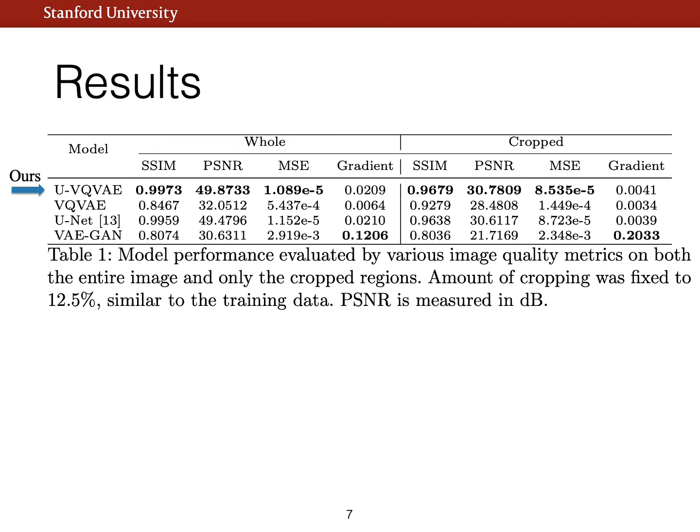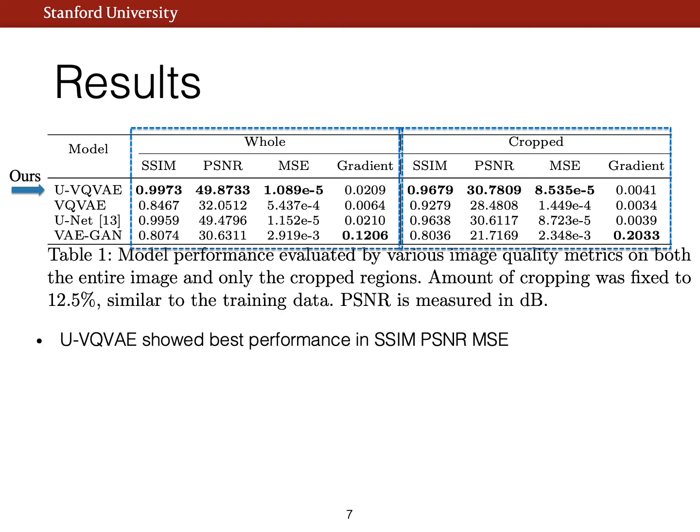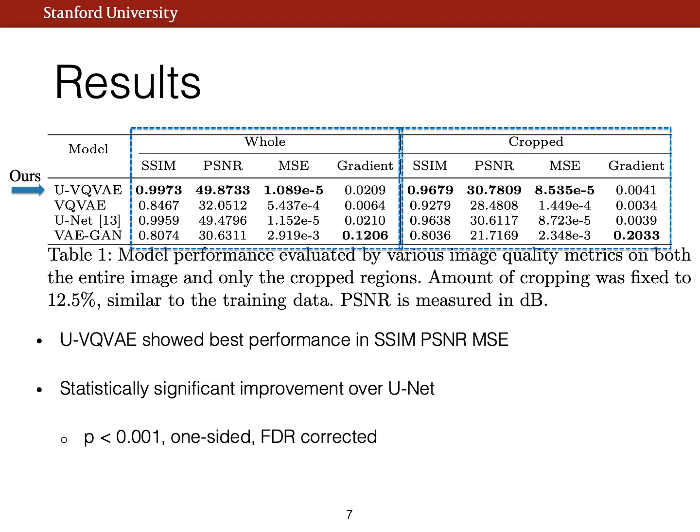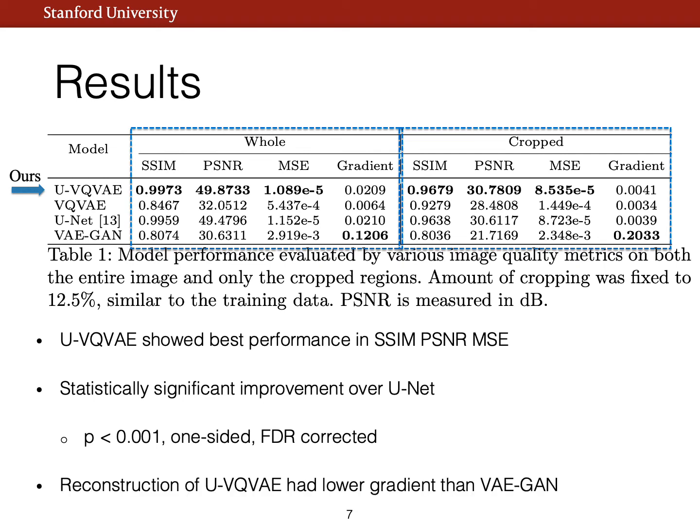Results indicate that our proposed model is potentially a better model for image inpainting. Specifically, the left 4 columns show the similarity metrics between the inpainted images and the ground truth in the whole image space, and the right 4 columns show the similarity only measured in the cropped region. So our model achieved the highest score in most of the similarity metrics. Moreover, these improvements were statistically significant compared to the baselines. The only exception is that the reconstructed image by our proposed model is less sharp than the ones generated by the VAE GAN model according to the gradient measure.